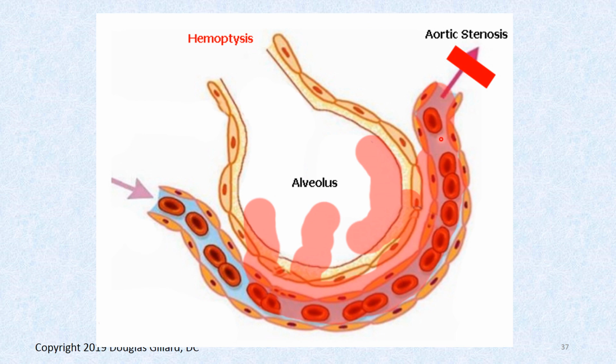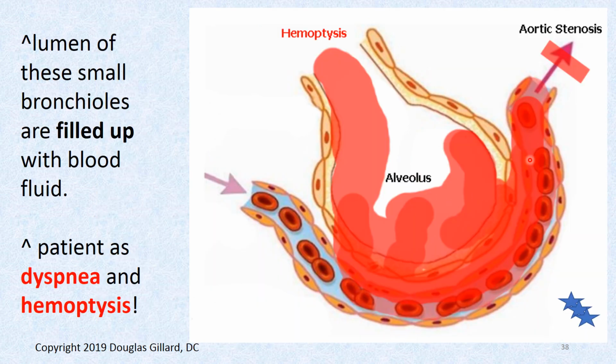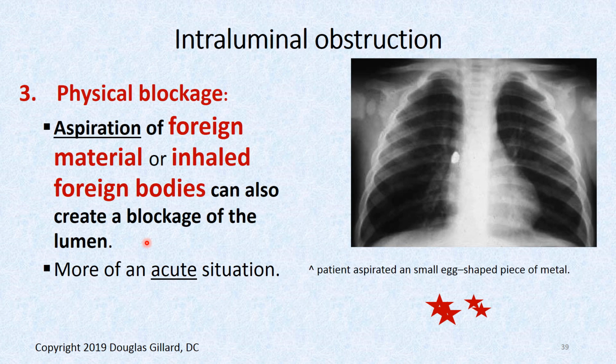If it really backs up, like in this picture, now we got tons of blood in the bigger bronchioles because of this, and you can't breathe because it's taking up space. Patients will have dyspnea, trouble breathing, especially on exertion, and hemoptysis, spitting up of blood. What about a physical squishing of the bronchial tree?